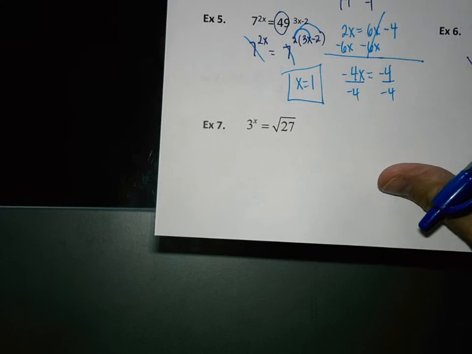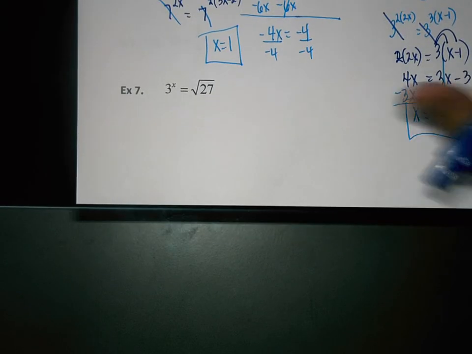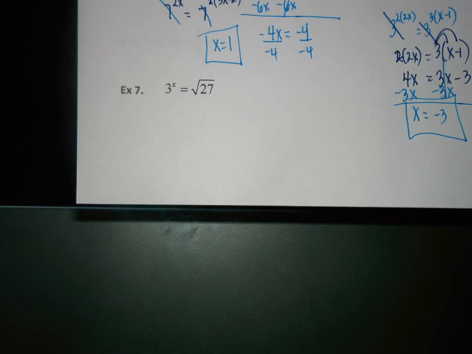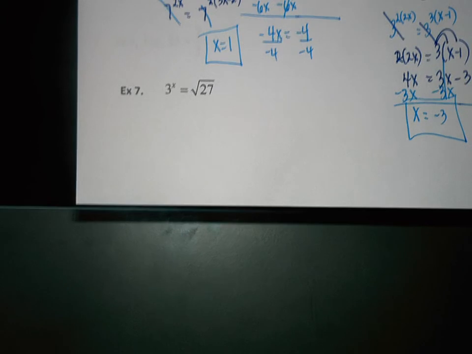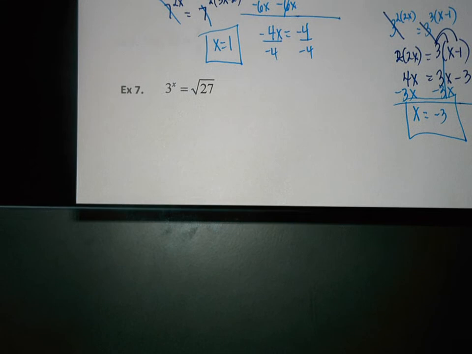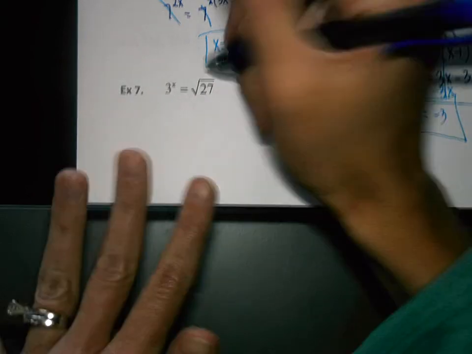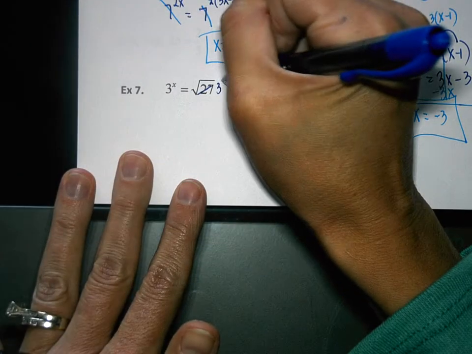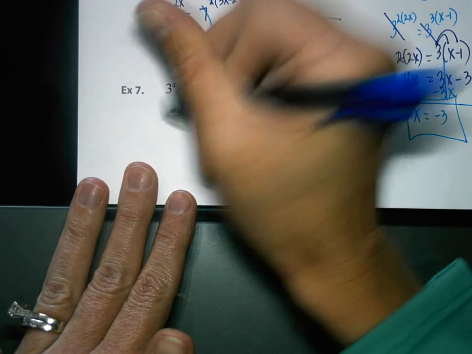Okay, last one. Sometimes this is tricky for people, but let's see what you guys know. Okay, so I'd like some raising of hands this time. So I have the square root of 27. Can I write 27 in terms of threes? Okay, so 27 is what? Okay, 3 to the third power. Is everybody good with that? So I'm going to rewrite this for a minute.